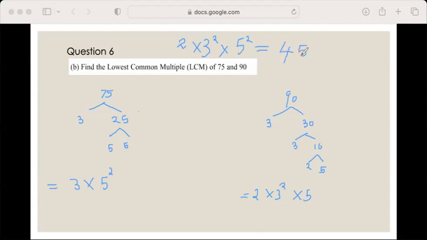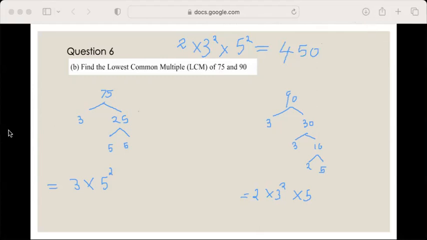So the lowest common multiple of 75 and 90 is 450. I think the highest common factor was 15. Lowest common multiple is 450. Right. So now you can practice the next question.